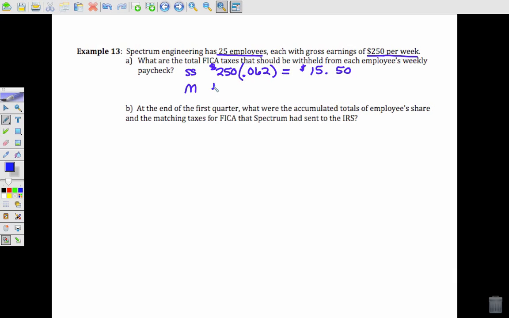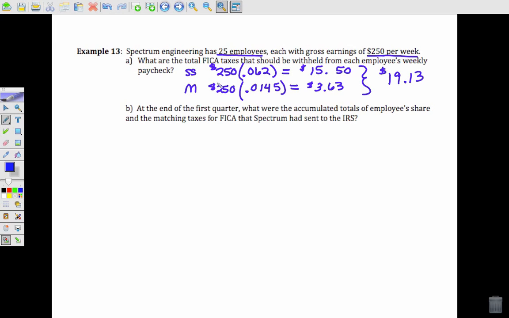Medical, I'm just going to abbreviate with an M. So you have the amount that you're paid, the $250, that's your wage. And then the percent is 1.45%, so 0.0145 as a decimal, and when you multiply that out, you get $3.63. All right, so the total here, when you put those together, is $19.13 each week. So out of $250, $19.13 is going for FICA taxes.